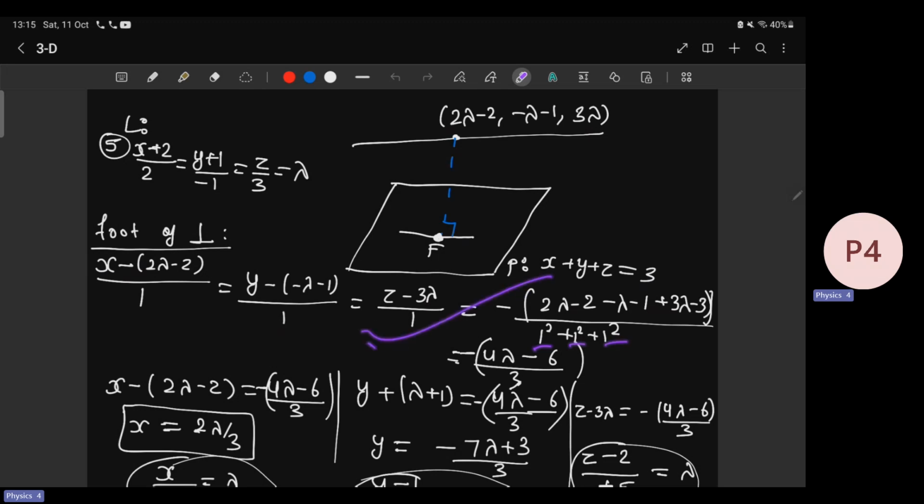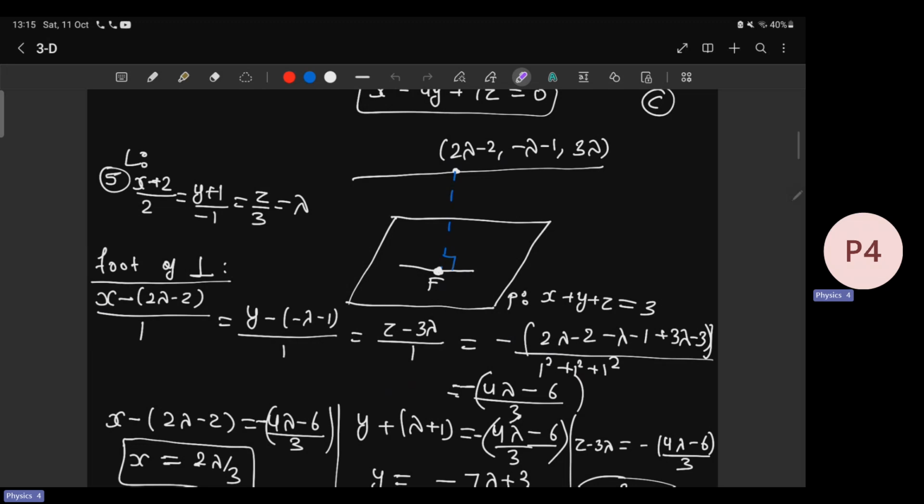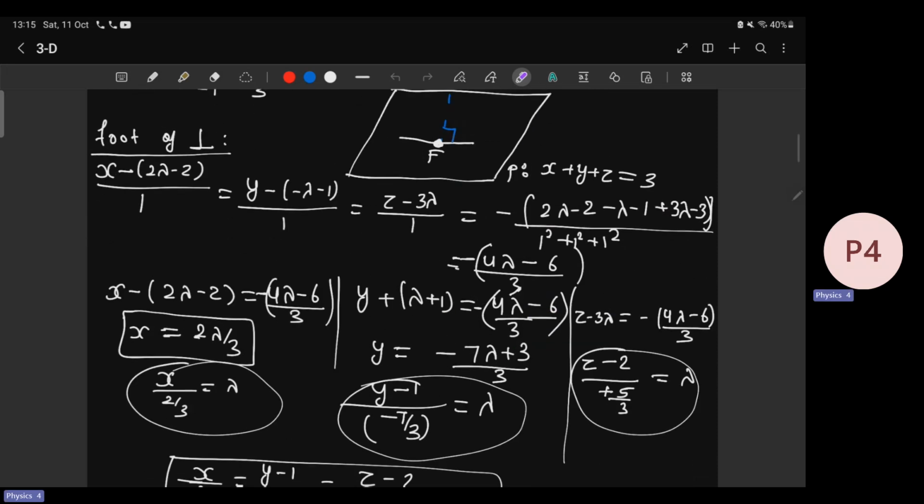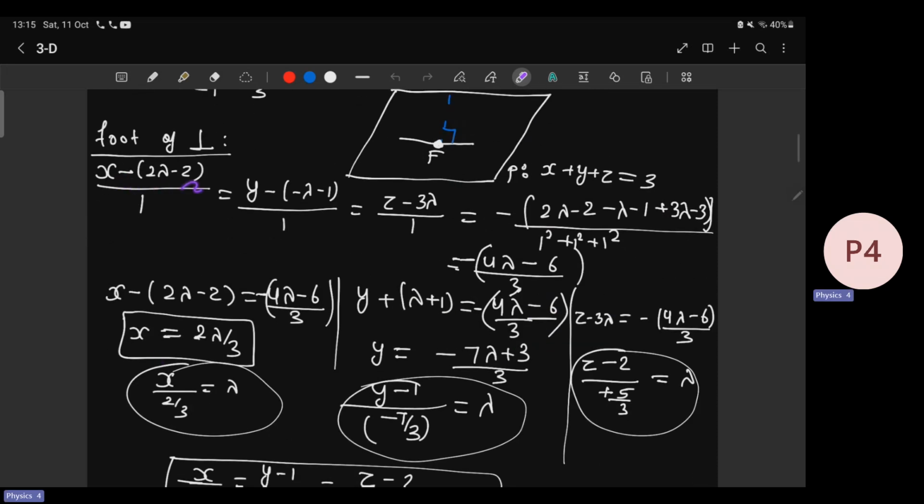This is, we already know, the simple formula we use to find the foot of the perpendicular from a point to a plane. If we solve this, we get minus 4 lambda minus 6 upon 3. Now we equate (x minus 2 lambda minus 2) by 1 equals to this. So we got x equals 2 lambda by 3.